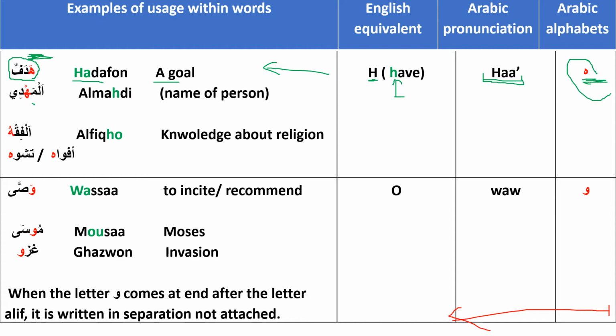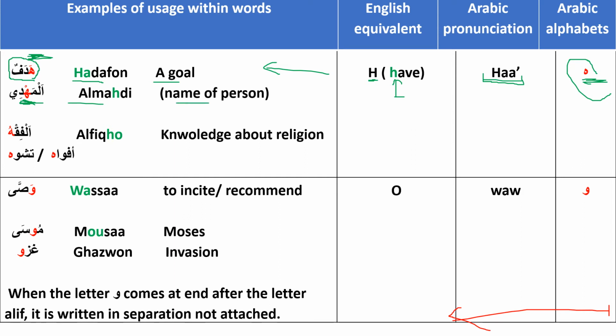Here is how it looks when it is written in the middle, attached to the letter that comes before it and attached to the letter that comes after it, and it must be written like this. Al-Mahdi, that's the example, which is the name of a person, a proper name.